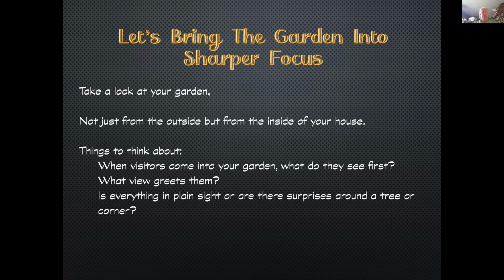How is your garden going to impact your view from the inside? And not only that, can you sit at your breakfast table and look out at the garden? Can you see hummingbirds and butterflies from your dinner table? Those kinds of things. Consider that.